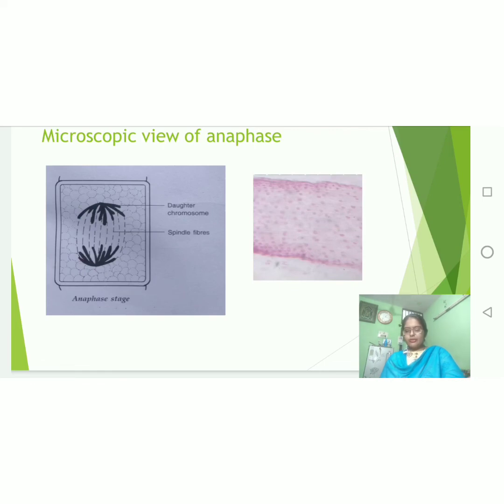The spindle fibers get attached to the centromere of their side. The spindle fibers gradually shorten so that the chromatids with the centromere are pulled apart towards their respective poles. And at the poles, the chromatid behaves as an independent chromosome, so the chromosome number of the daughter nuclei is maintained the same.